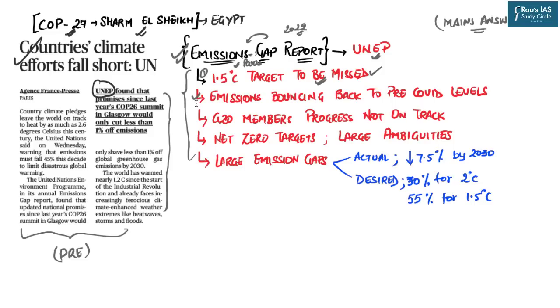But in the post COVID pandemic times, the emission contributions are bouncing back to the pre COVID levels. So the reduction in emissions during COVID times was a very temporary aspect. It has not led to a change in the long term behavior of us as individuals or countries. It was a temporary phase, but as soon as the pandemic is over, the emissions are bouncing back to the pre COVID levels. The third key finding is related to the G20 countries.